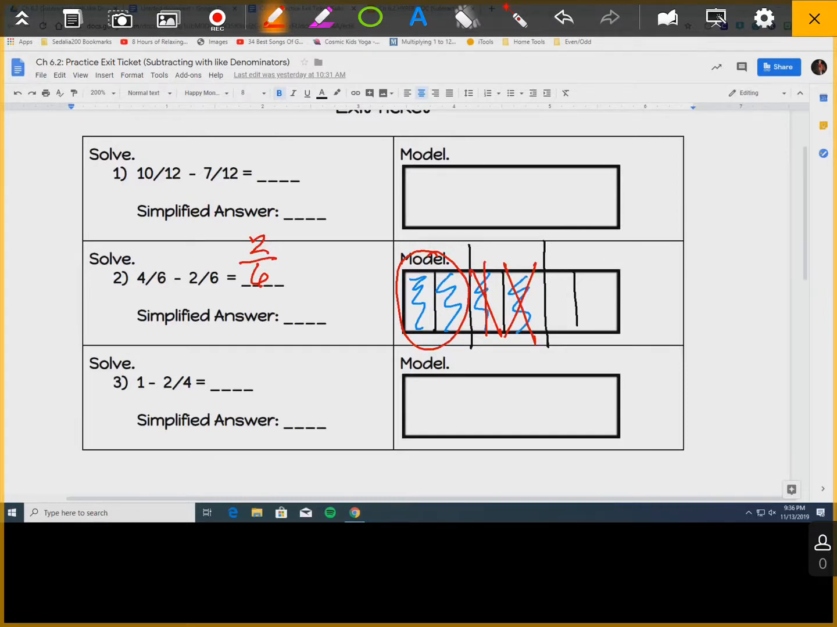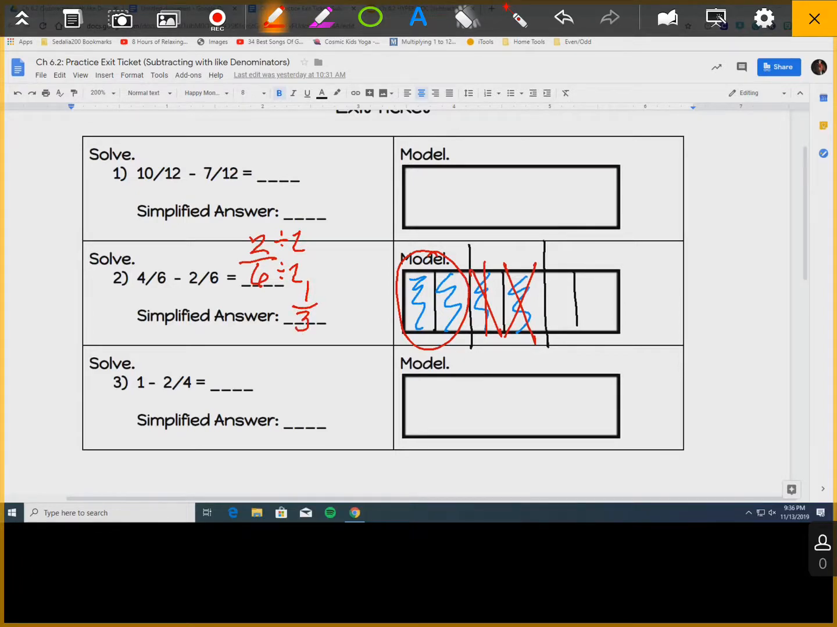I need to show this answer in simplest form. Well, I notice that the 2 in the numerator is a multiple of 2, and the 6 in the denominator is a multiple of 2. So I'm going to go ahead and divide the numerator by 2 and the denominator by 2, and I'm going to get my answer in simplest form as 1/3.